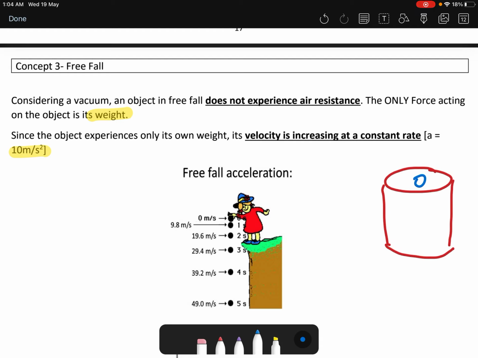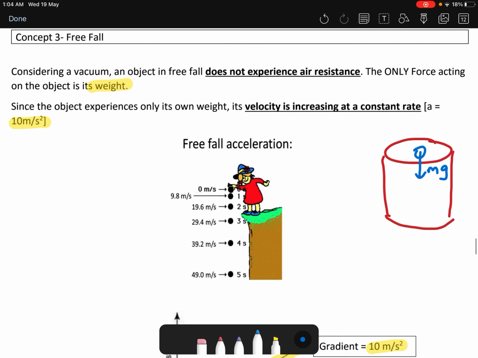It is free fall because, when it's falling, the only force acting on this ball is the weight, mg. Of course, when the object experiences only its own weight, the acceleration is about 10 meters per second squared. So how do I derive this acceleration of 10 meters per second squared? Actually, it's derived from Newton's second law, F equals ma.